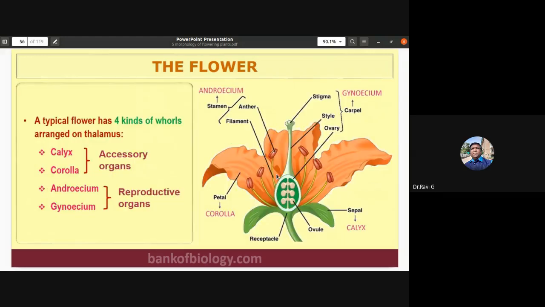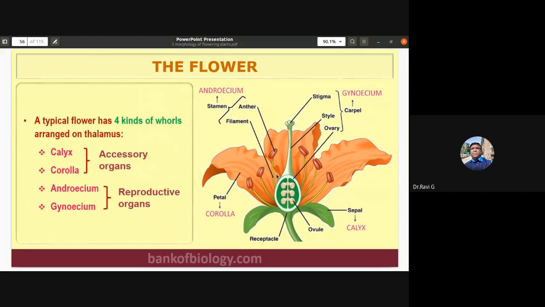So a typical flower has four whorls, four kinds of whorl which are arranged on the thalamus. The first whorl, we call it as calyx. See, calyx is a collection of sepals. When the flowers are in a bud condition, the calyx protects the tender parts of the flower. So they are protective in function, the calyx.